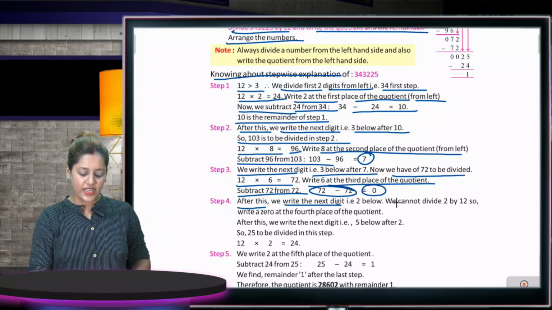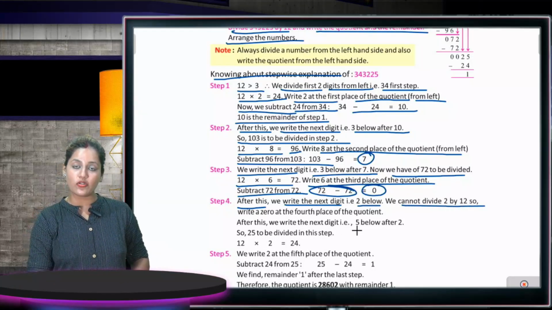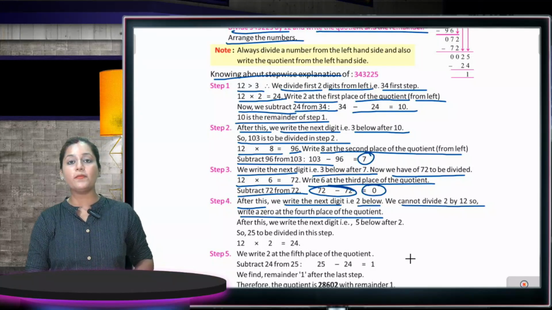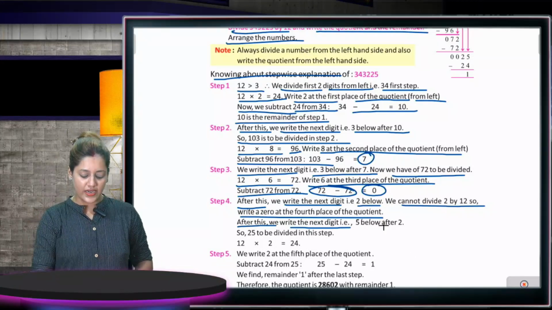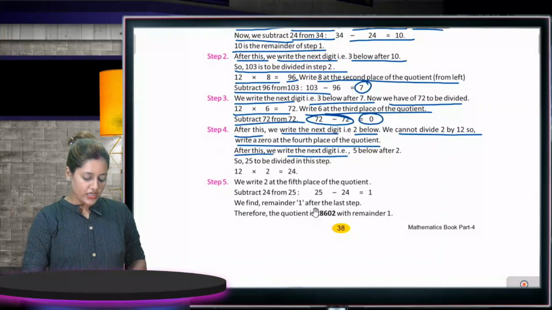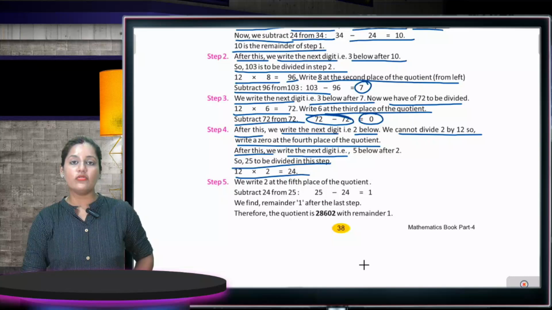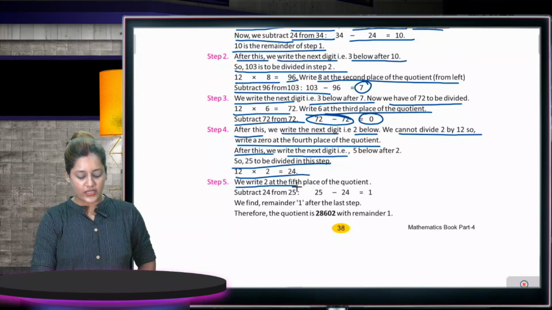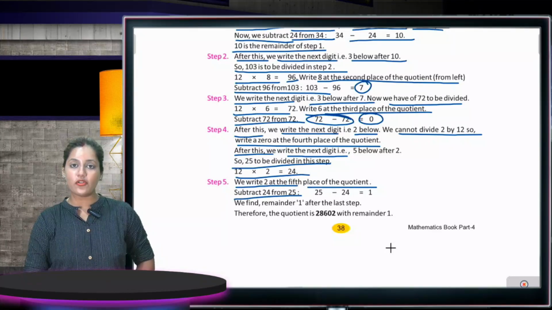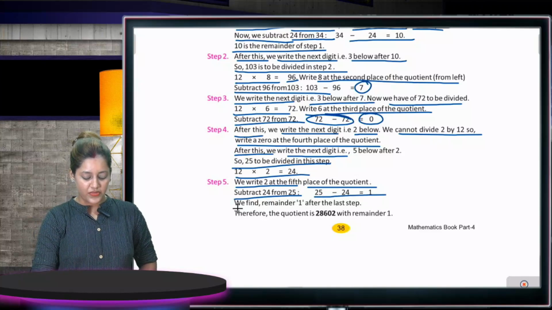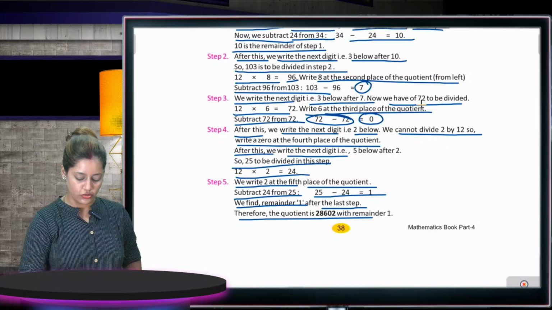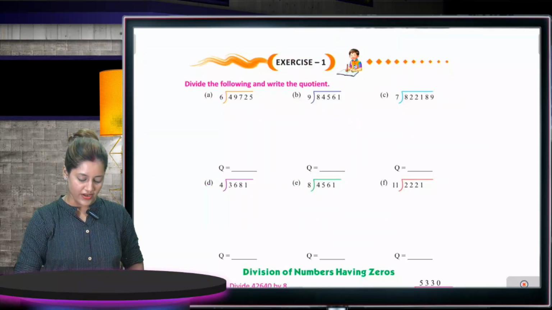After this, we write the next digit 2 below. We cannot divide 2 by 12, so we write 0 at the fourth place of the quotient. After this, we write the next digit 5 below 2. So, 25 is to be divided in this step. 12 into 2, that is 24. We write 2 at the fifth place of the quotient, subtract 24 from 25, that is 1. We find remainder 1 after the last step. Therefore, the quotient is 28602 with remainder 1.